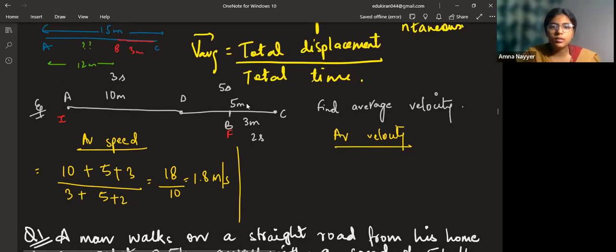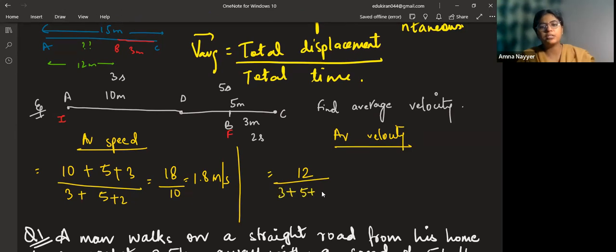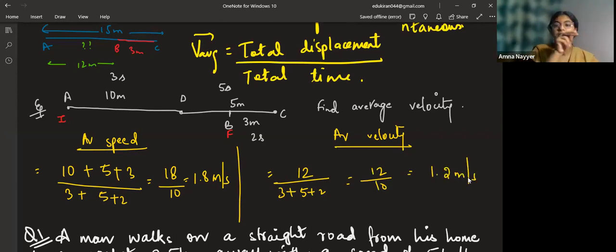Now see, to see the difference. What is the total displacement? Displacement is just 12 meters. In displacement, don't go by each and every point. So this is just 12. And time is a quantity that will never decrease. It will always increase whether you consider distance or displacement. So time will definitely be 3 plus 5 plus 2. This becomes 12 by 10, which is 1.2 meters per second. These are the differences between average speed and average velocity.